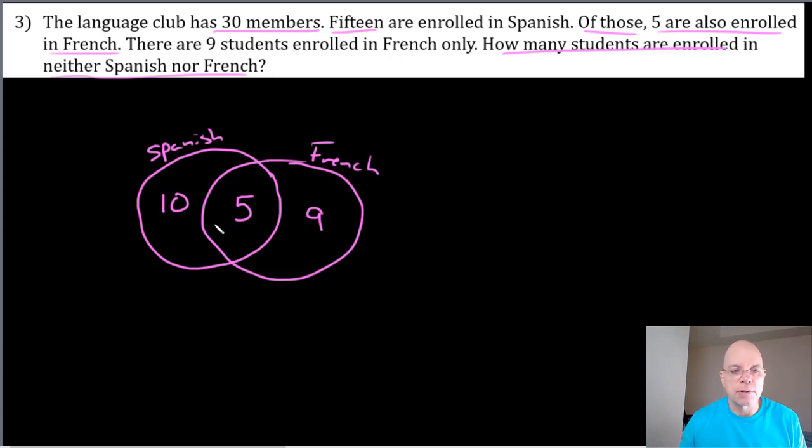So of the 30 members of the club, so far we've accounted for 10 plus 5, or 15, plus 9, is 24 members. If we subtract that from the 30 members in the club, we find out that 6 are taking neither Spanish nor French, and so they would be outside of the Venn diagram. And so the answer would be 6 members.